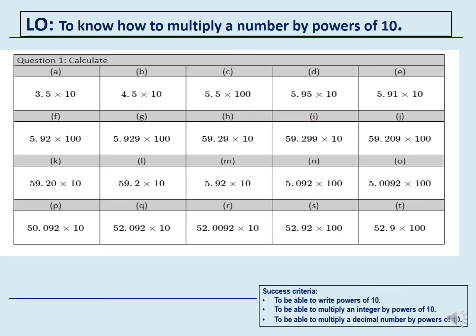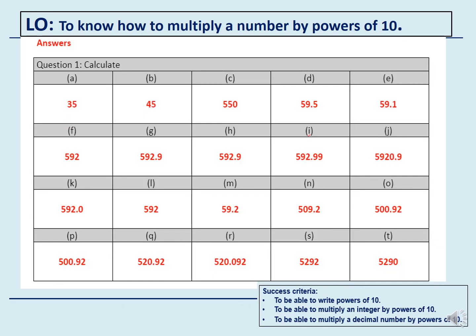To finish off this lesson, I will go with this question where you times a decimal number by power of 10. Pause the video, 10 minutes, have a go with this question, then start the video again. Here are the answers. Change to green pen and mark your work.